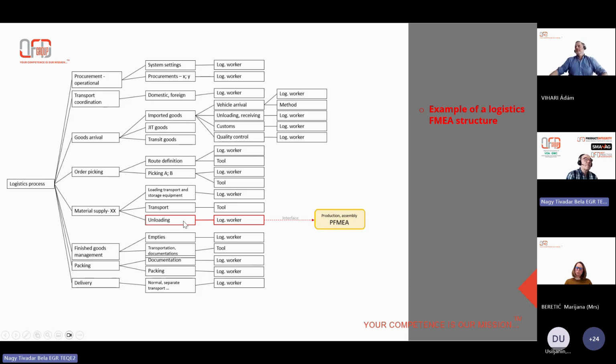Therefore, the preventive and detection actions could be used at this level. If we are not able to handle this problem here, because this process works well, the problem was here. This is an example of how to connect the logistic FMEA and other FMEAs to each other.